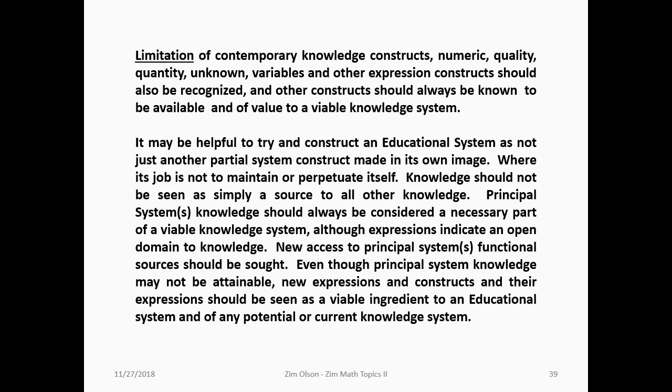Knowledge should not be seen as simply a source to all other knowledge. Principal systems knowledge should also be considered a necessary part of a viable knowledge system, although expressions indicate an open domain to knowledge. New access to principal systems functional sources should be sought. Even though principal system knowledge may not be attainable, new expressions and constructs should be seen as a viable ingredient to any educational system and of any potential or current knowledge system.